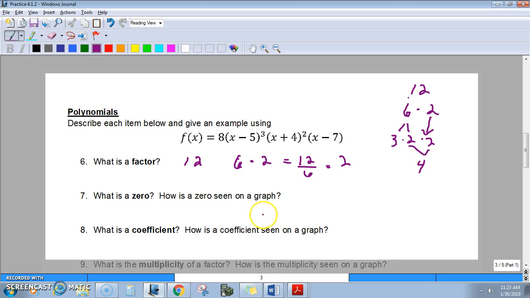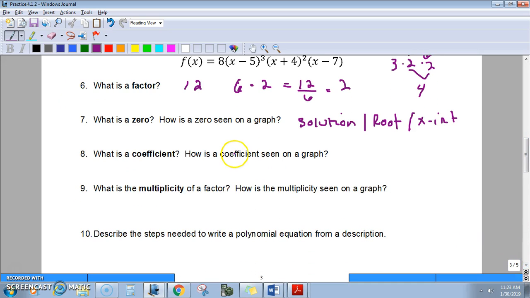What is a 0? How is it seen on a graph? A 0 is a solution to a polynomial, and it is also a root. Remember all of those words we had for that. And on a graph, it is also the x-intercept. You can see it on a graph because it's where it crosses the x-axis.